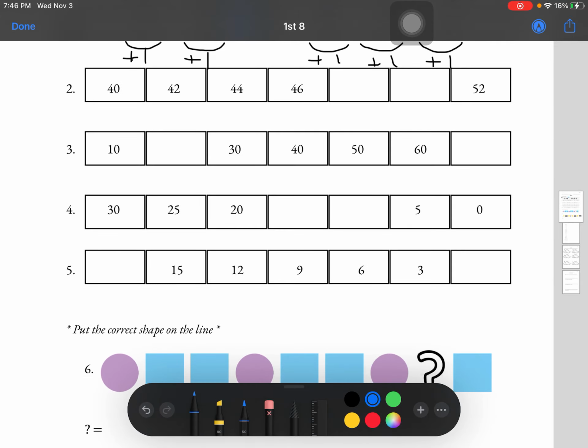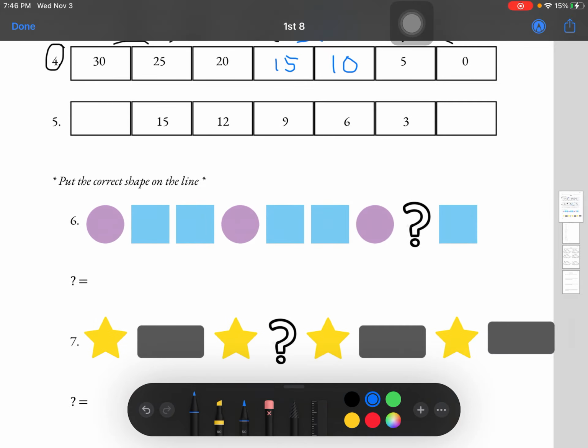We will do number 4. 30, 25, 20, blank, blank, 5, 0. So from 30 to 25, it's minus 5. From 25 to 20, it's also minus 5. And from 5 to 0, it's also minus 5. So we can assume the pattern is minus 5. So 20 minus 5 would be 15. And 15 minus 5 would be 10. So the answers to number 4 would be 15 and 10.